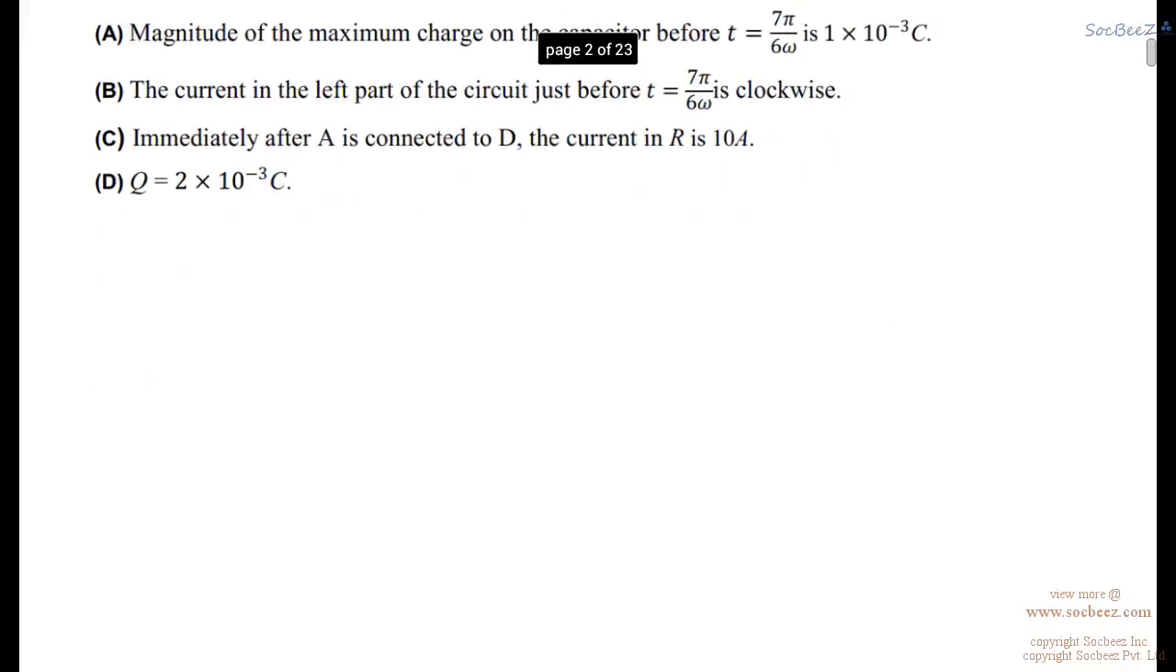Option B: the current in the left part of the circuit just before t equals 7 pi by 6 omega is clockwise. Immediately after A is connected to D, the current in R is 10 ampere and Q equals 2 into 10 raised to the power minus 3 coulomb.